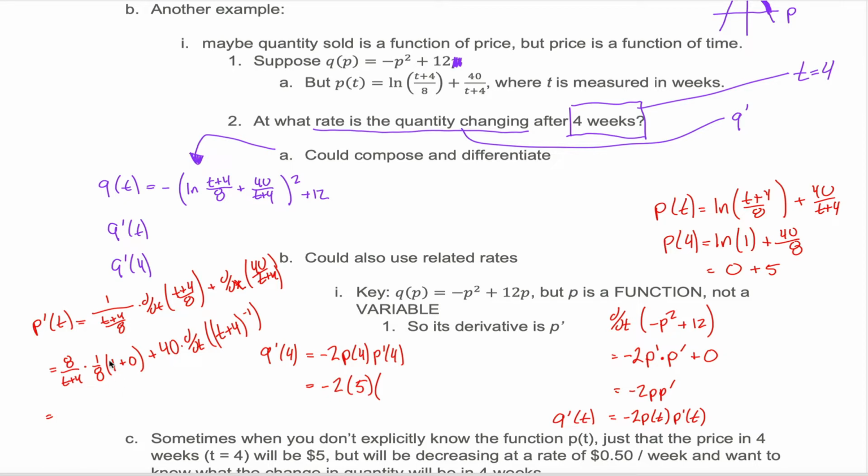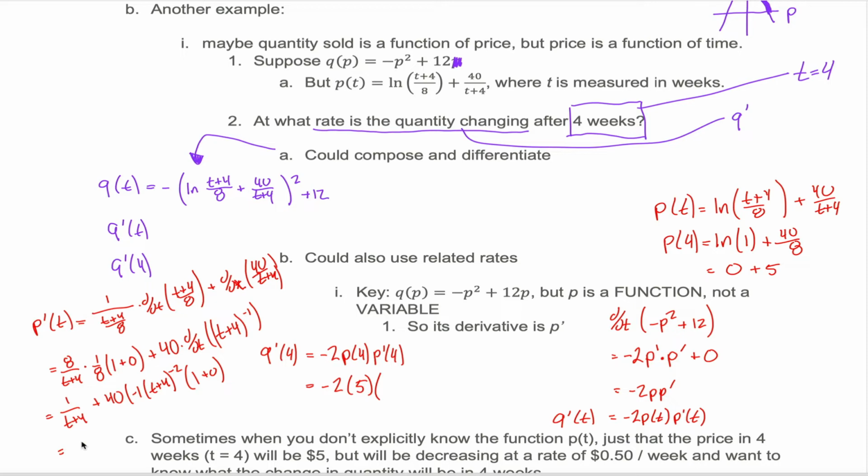If I clean up as I go, 1 plus 0 is just 1, and 1 times 1/8 is just 1/8, and this 1/8 and this 8 cancel out, so I get 1 over (t plus 4) from my first term, and from my second term, I got this 40 times this derivative. Using my chain rule, I bring the negative 1 out in front, leave the t plus 4 completely alone, and then subtract 1 from that exponent to make it negative 2. And then I multiply that by the derivative of t plus 4. The derivative of t is 1. The derivative of 4 is 0.